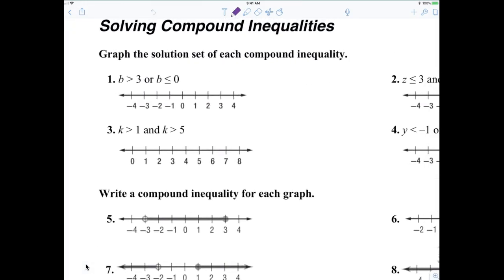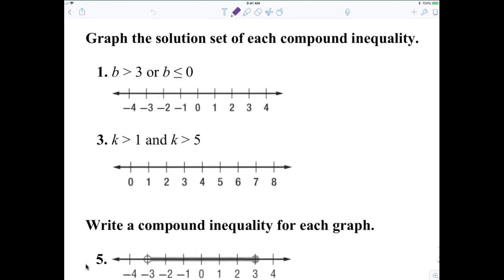Graph the solution set of the compound inequality. Now, what we're going to do is graph it, and then write it in interval notation. When you get to higher level math, we use interval notation. We do not use a number line. All right, so here we go. If I'm going to graph this, b is greater than 3, so it would be an open circle at 3, and we would be going to the right. Or less than or equal to 0, so it would be a solid dot at 0, and then less than.